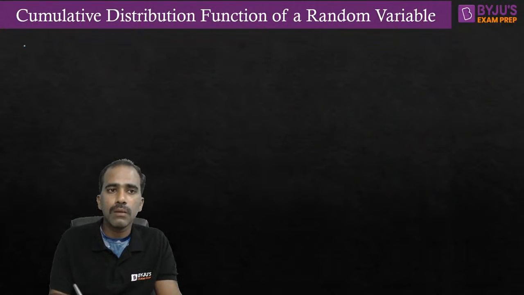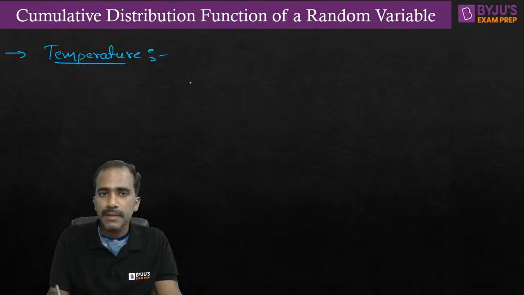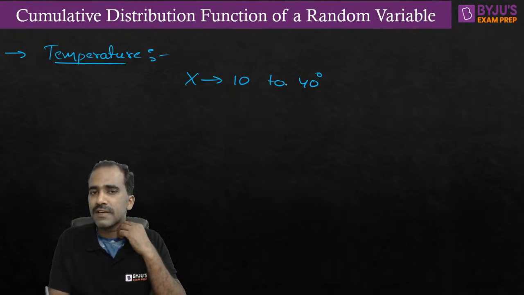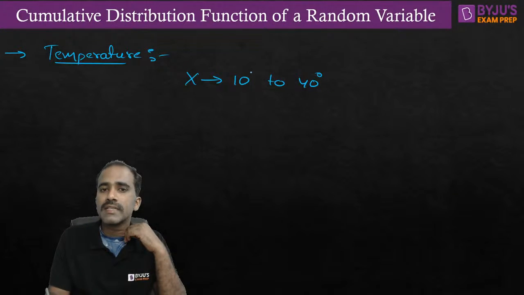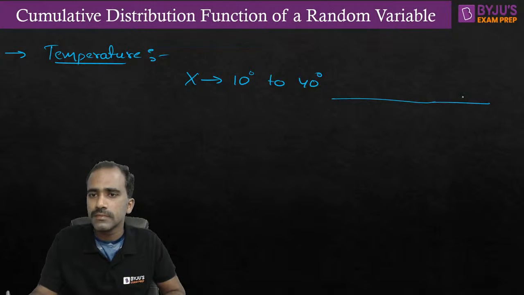So let me take one more example, the temperature example, which I discussed in yesterday's session also. Temperature in Bangalore, let's say the random variable takes the values from 10 to 40. The random variable is defined as the temperature in Bangalore. So it takes the values from 10 degrees to 40 degrees centigrade. Let us assume that it takes these values with uniform probability.